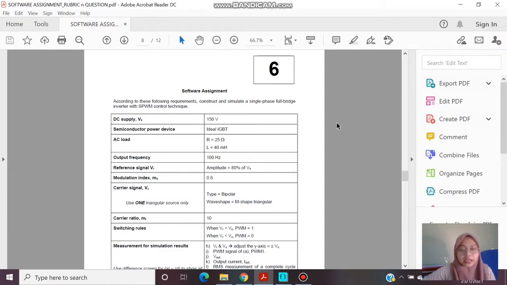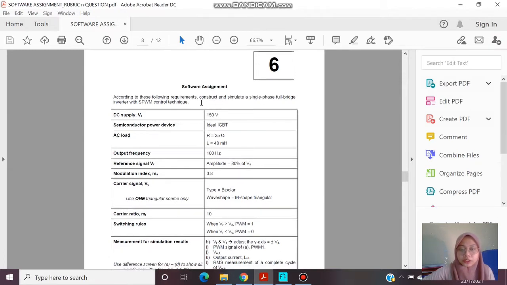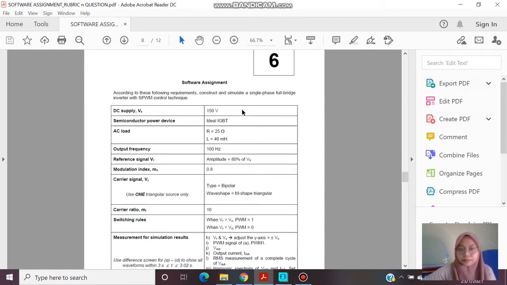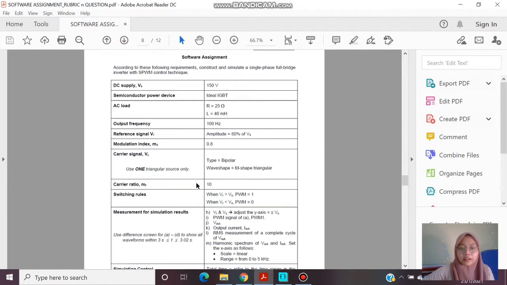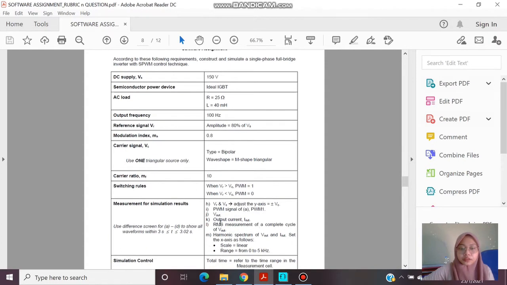So for today, me and my group will present the gifted assignment, which is question number 6. Okay, as you can see here, the question asks to construct and simulate a single-phase full-bridge inverter with SPWM control technique. And these are the parameters given that we can use to construct the circuit. And this is the measurement for simulation result.